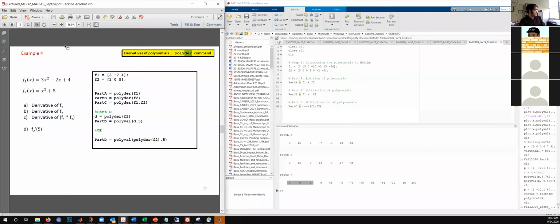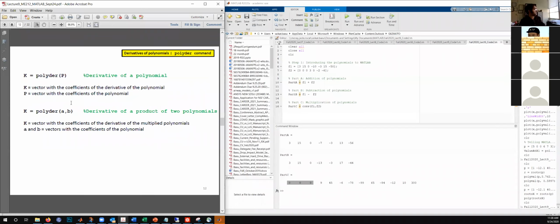Okay, so let's try out this particular example. But before that, the syntax for polyder is basically this. So polyder of p, once p is known to MATLAB, where p is a polynomial with all the coefficients in the form of an array, this output would give the derivative. And polyder of AB, here A and B are the 2 polynomials, would give you the derivative of the product of those 2 polynomials.